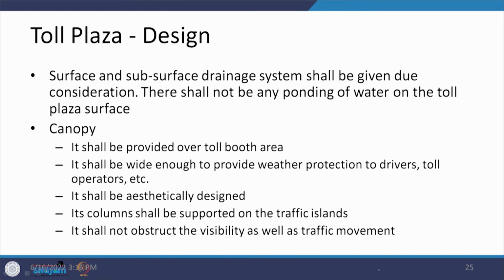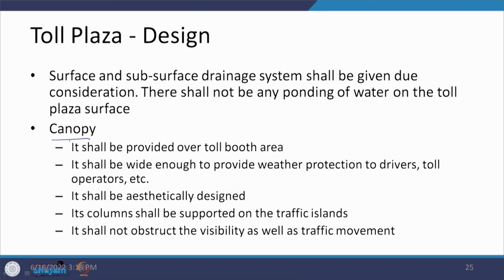Now, surface and subsurface drainage systems also need to be given due consideration. There should not be any ponding of water over this total area, which is quite big. Now, wherever the toll booth has been provided, at the top of the toll booth is a canopy. Though this height is quite high, it is extended onto either side of that toll booth in the longitudinal direction.